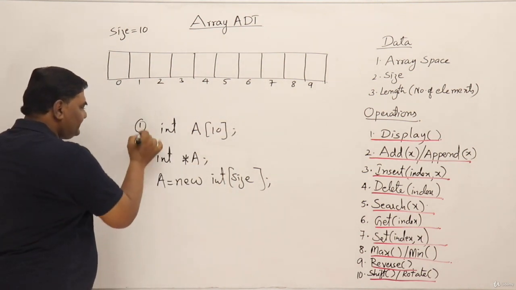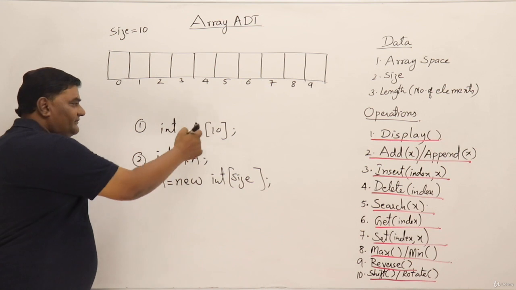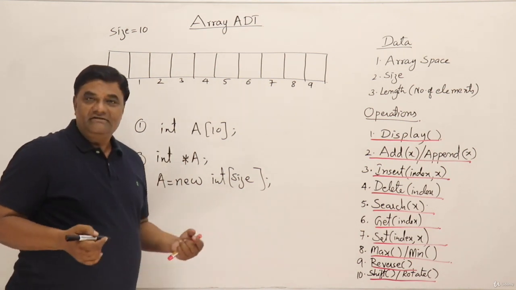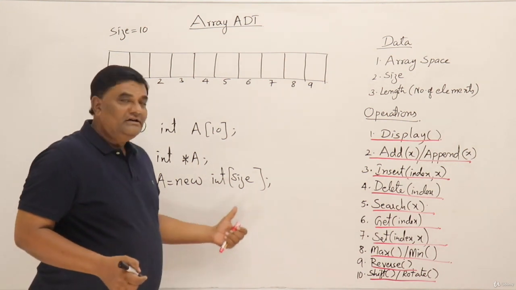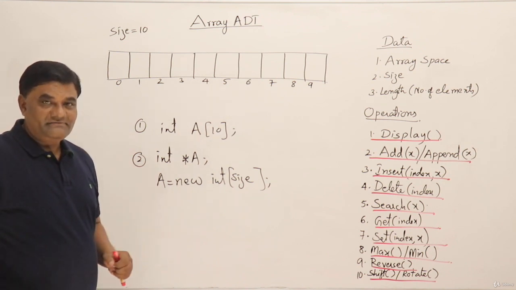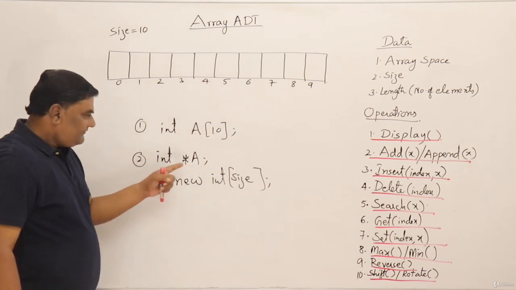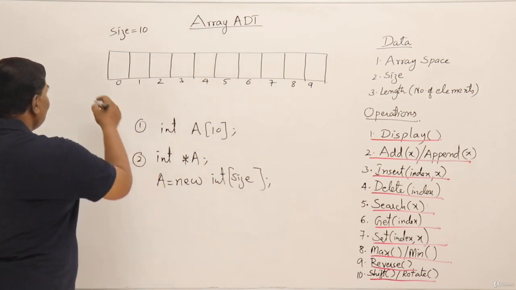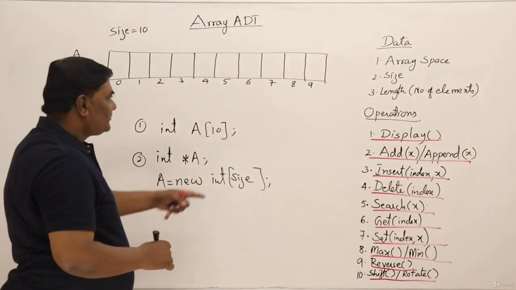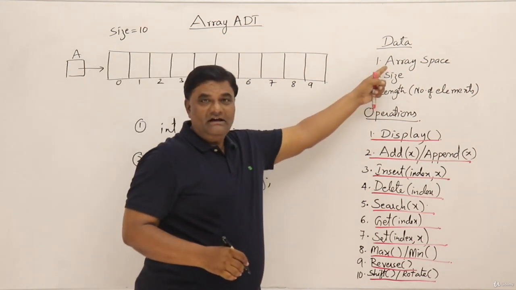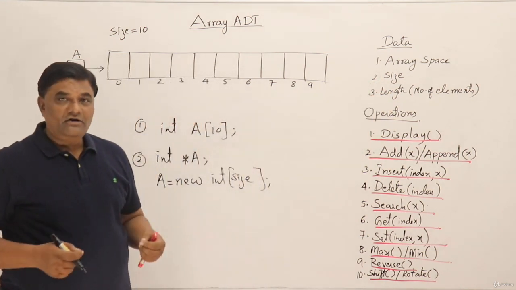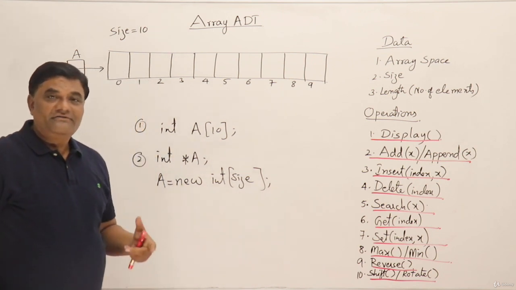So we have two options for creating an array. If you are following this one, then you must mention the size. If you're following this one, then at runtime you can take the size and create an array from heap. So this option is better for creating an array of required size. So let us assume that we have taken a pointer and created an array. So here A is a pointer pointing to this array. So two things I have completed, array and size. So if you know the size, then you can create an array of required size at runtime from heap.